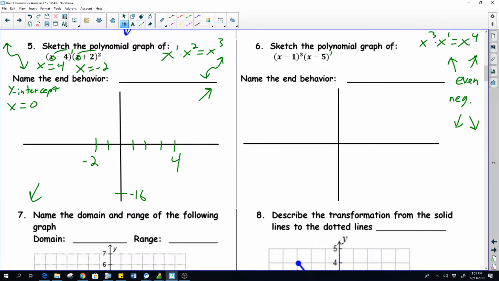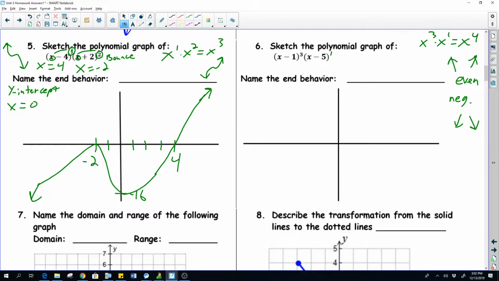Good. And so now we're going to go ahead and follow along. So because of the 2, at -2, we're going to go ahead and bounce. So we're coming along, we're going to bounce, and go through the y-intercept because it crosses at the y-intercept. And then at x equals 4, it's a 1, which means we're going to cross through at 4. So at 4, we're going to cross through, and there's our graph.